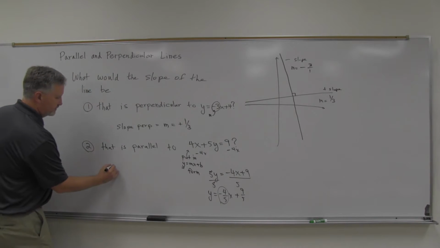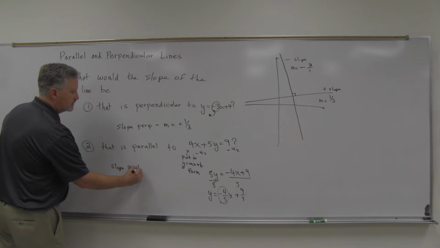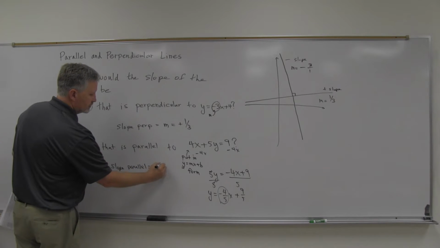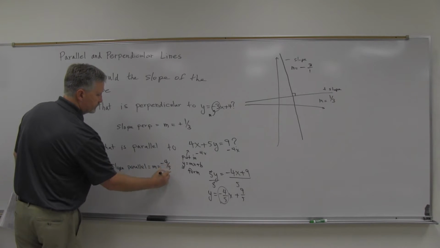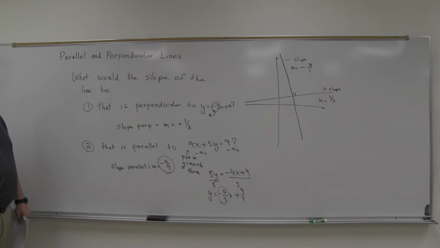So what would be the slope of the line parallel? Well, of course, negative 4/5. Negative 4/5, yeah. Same exact slope. Okay? All right.